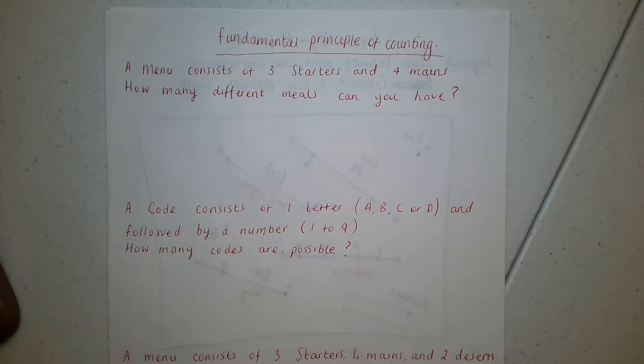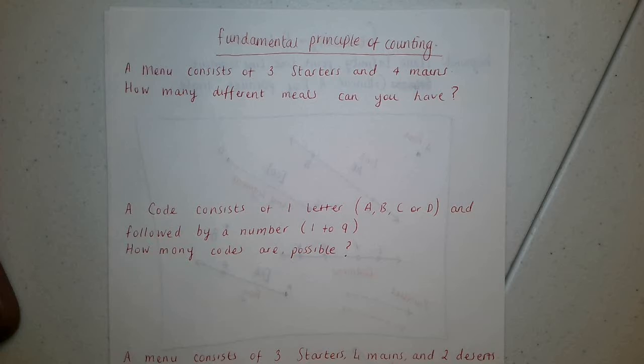In this video we're going to look at the fundamental principle of counting. This basically helps us find the amount of possible outcomes there are without having to list them. So in this first example here we have a menu consists of 3 starters and 4 mains. How many different meals can you have?